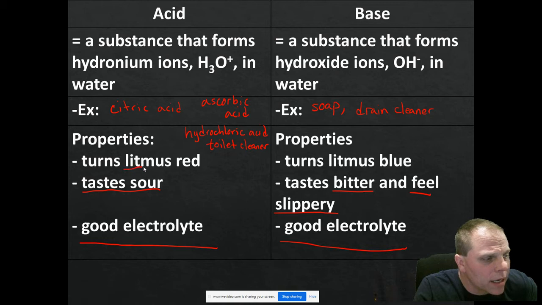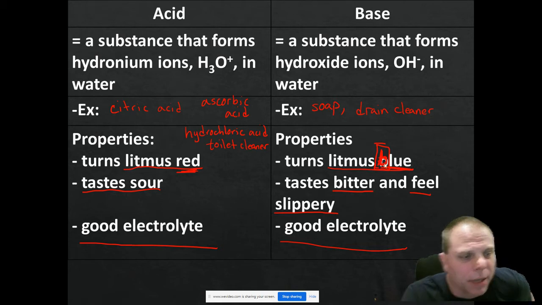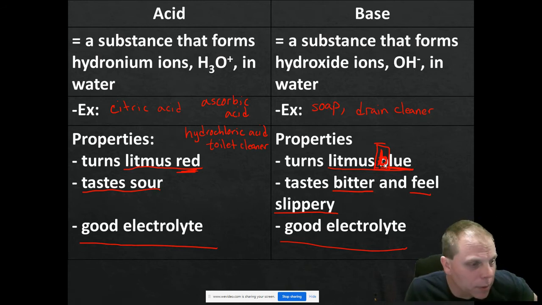And then there's an indicator paper called litmus paper, and acids will turn the litmus paper red, and bases will turn the litmus paper blue. So just think base, blue, B and B, right? The B of blue for base, okay? That is one way to remember that bases turn litmus blue.